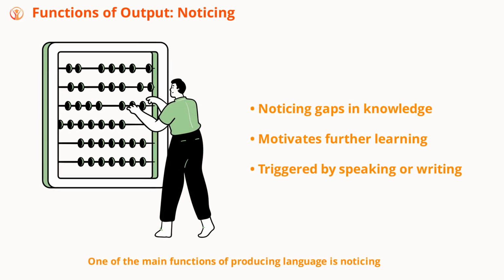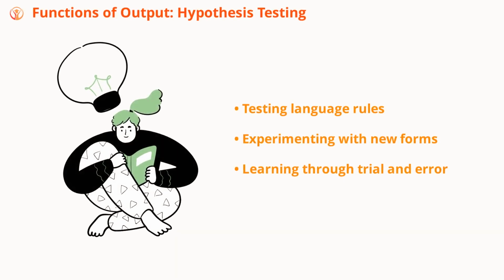One of the main functions of producing language is noticing. When learners try to express an idea and struggle to find the right words or forms, they become aware of what they don't know. This awareness, or noticing, prompts them to seek out new language or pay closer attention to input. For example, a student trying to describe a past event might realize they're unsure about past tense endings, motivating them to learn more.